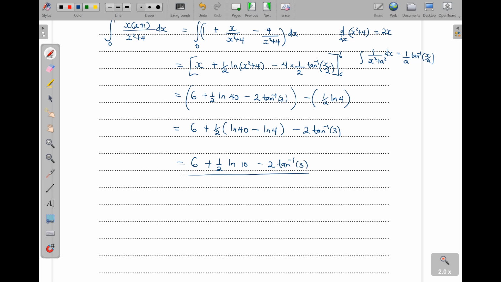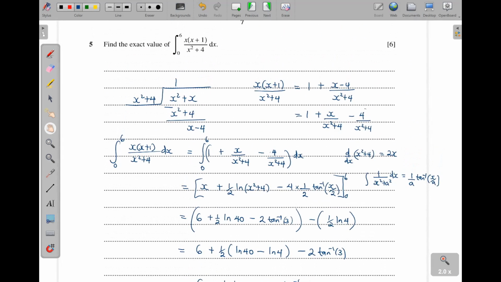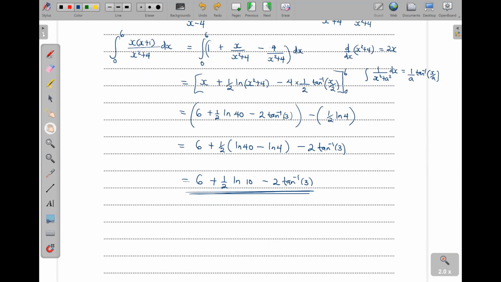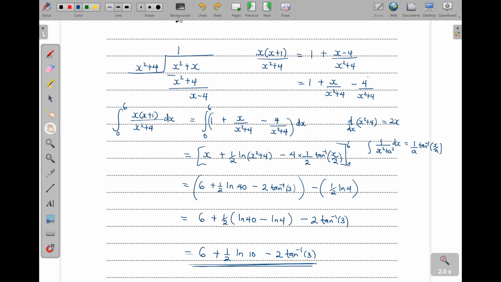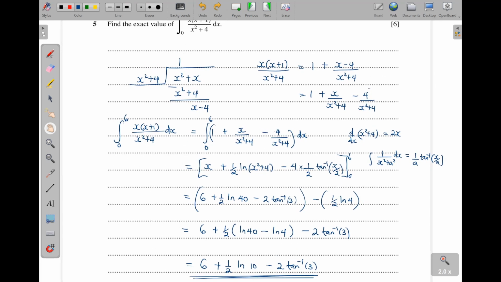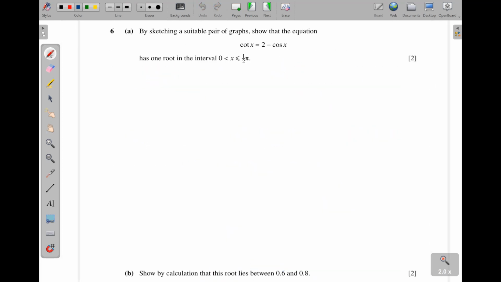Remember, they told us the exact value. Okay, so I don't need to, you see, the exact value. I don't need to simplify any further. To get the arctan of 3, it will actually be a decimal, okay, in radians. So that is that. Number 6, part A.